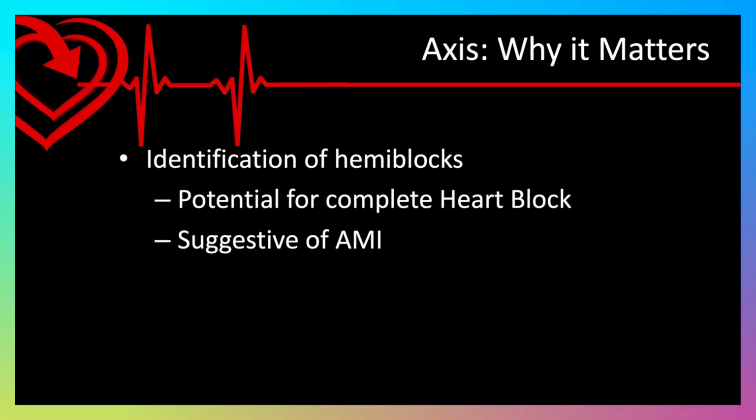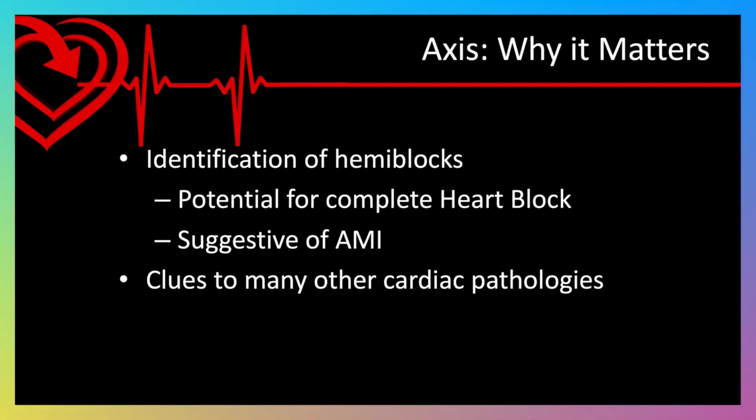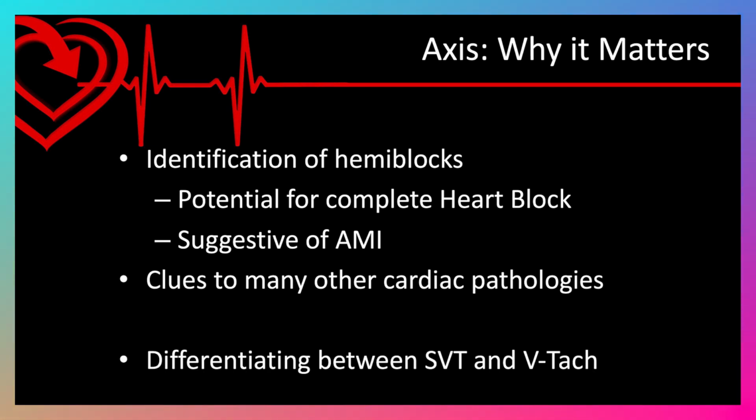Why it matters, or why we're supposed to pay attention to this in our 12-lead interpretation, is because of the thing I mentioned earlier, which is the identification of hemiblocks. If we notice a significant axis deviation and they have any other blockage present, then there's potential for a complete block. There's suggestion that it could be an MI, even if we don't yet have STEMI evidence of that. And it can clue us into some other cardiac pathologies, some other cardiac disease that might be present.